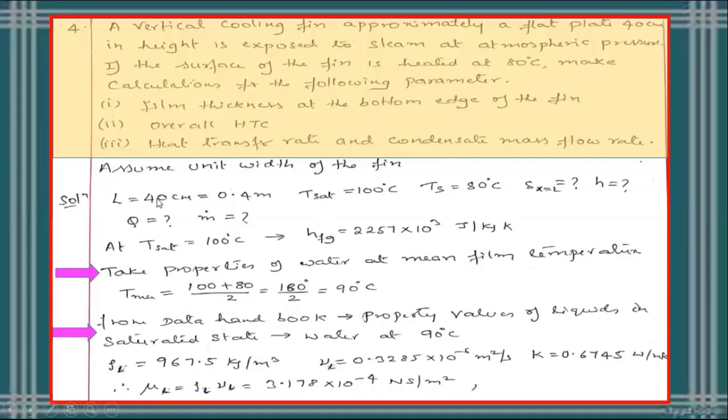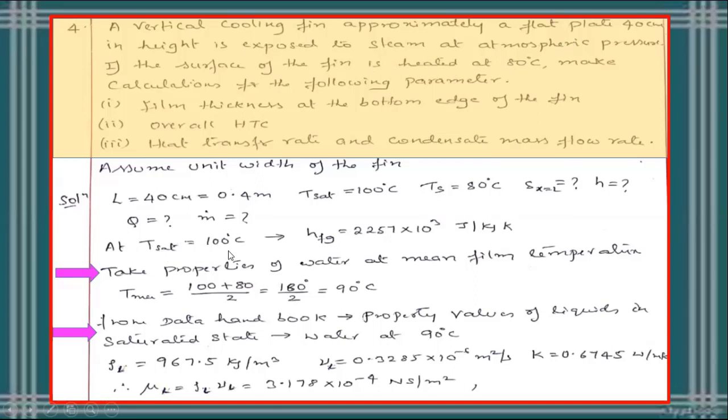That means at L is equal to 0.4, you need to find out the value of delta L. Then the overall heat transfer coefficient, HTC, the heat transfer rate Q, and the condensate mass flow rate, m dot. First thing is, here it is given that at atmospheric pressure steam is getting condensed.